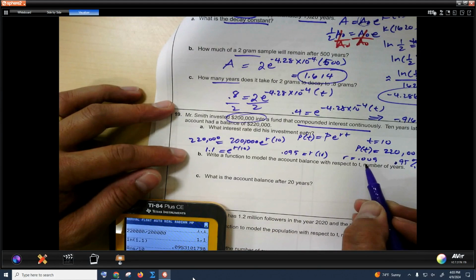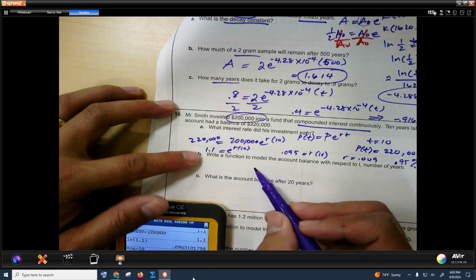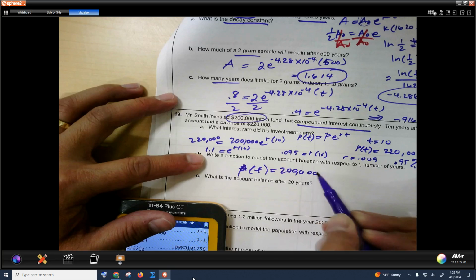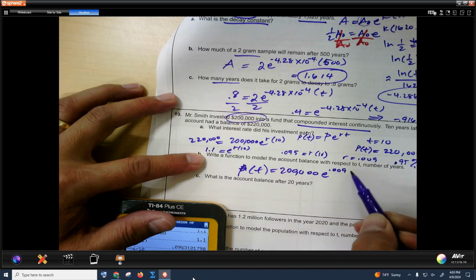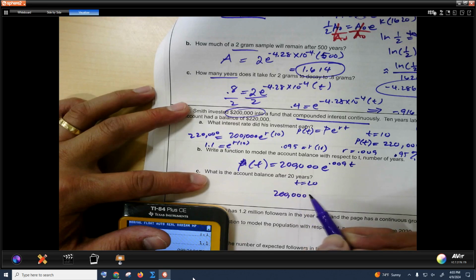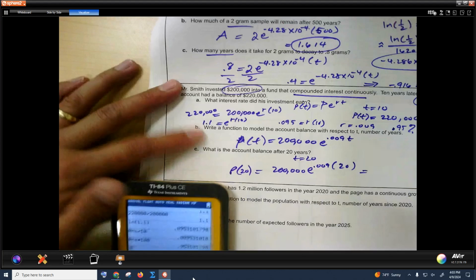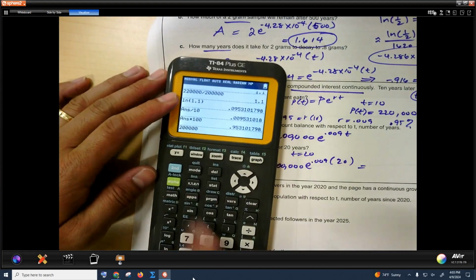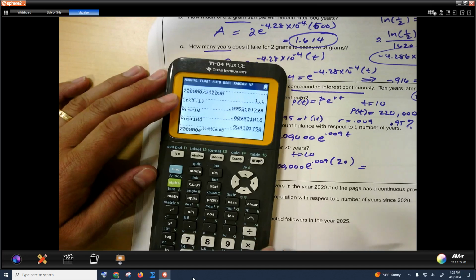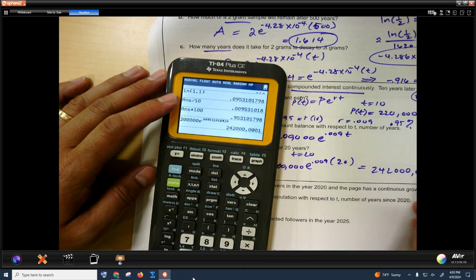So now that we have the R, they want the equation. So the equation is P of T equals this much E, and then we have our R, and then we have a T. And then here they just want T to be 20. So you're going to type this in and get the P of 20 years. So 200,000 E, pull out this R value, and then times it by 20. So about that much.